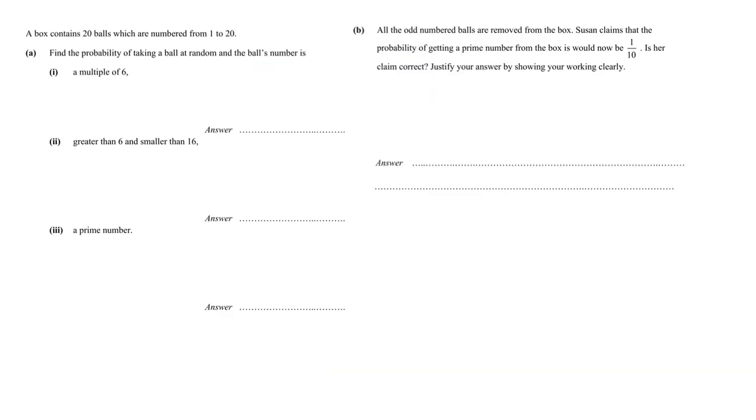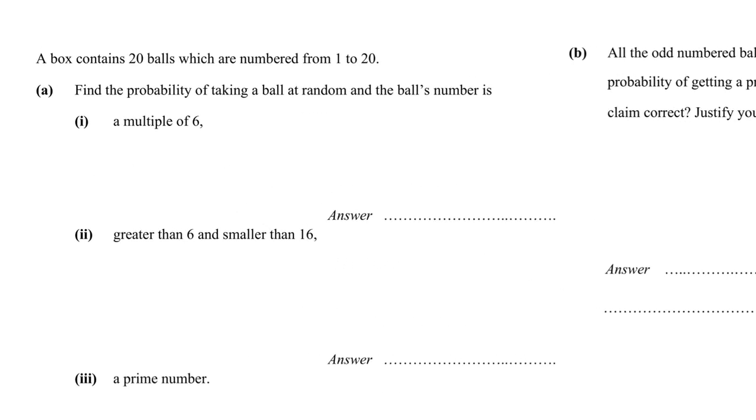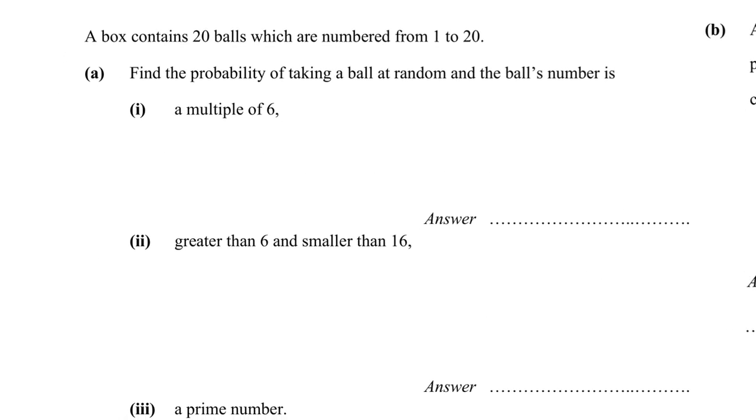Hello everyone, welcome to this question where we are given that a box contains 20 balls and each ball has a number 1 through to 20. Find the probability of taking a ball at random and that ball number is a multiple of 6.